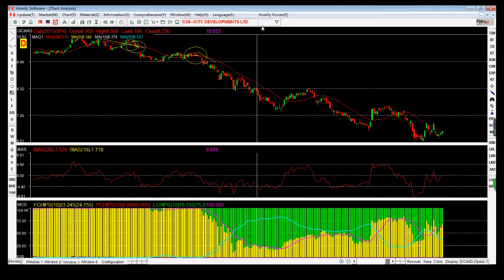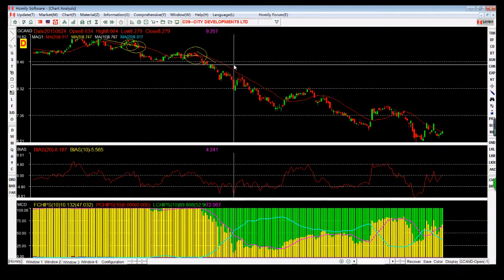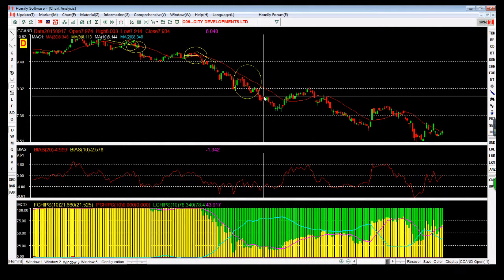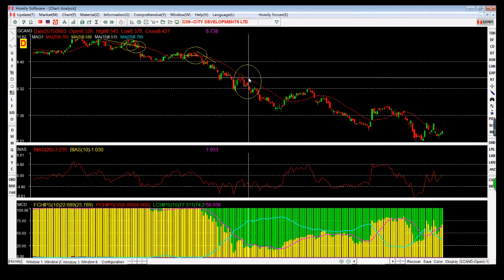And the third one: if the stock price rises toward a moving average from below, but fails to go through the moving average and starts to turn down again, the resistance offered by the moving average is too strong for the stock and is a sell signal.